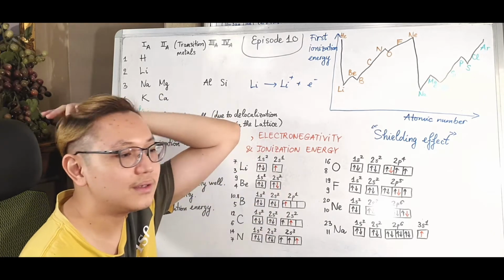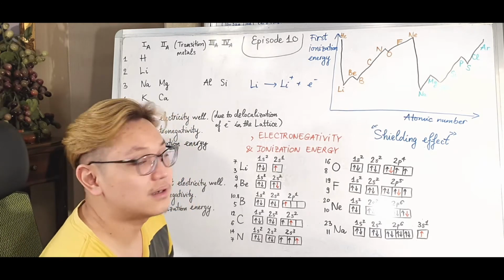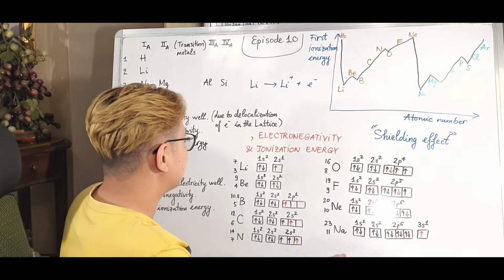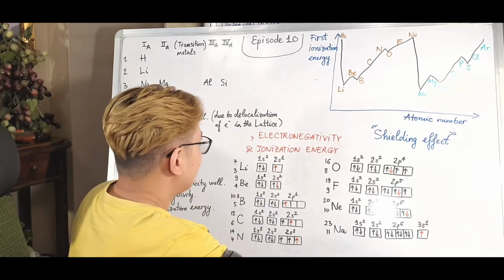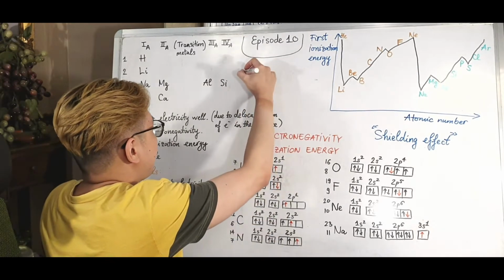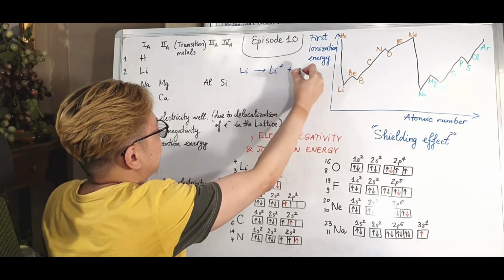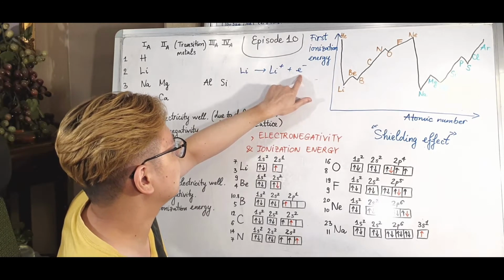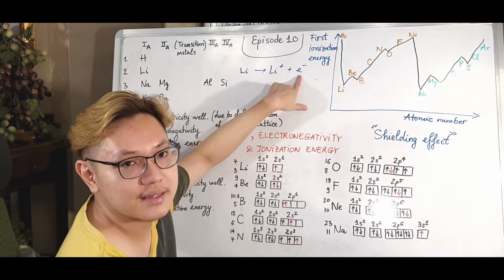So what do they mean by this kind of order? Let me just make it easy. Let's look at lithium, for example. If I want to turn lithium into lithium plus and one electron, that's the first step. That's the first electron I pull out, and the energy required is called first ionization energy.